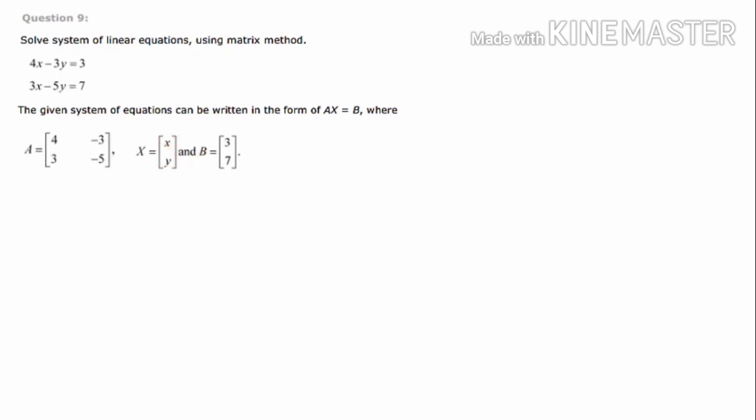And B is equal to our constant matrix. Here our constants are 3 and 7. So we have to write the constant matrix as B is equal to matrix 3, 7. Then we can go for calculating determinant A. Determinant A is equal to 4 into minus 5, that is minus 20, minus into minus, here there is a minus sign, so 2 minuses together, plus 3 into 3, 9. So minus 20 plus 9, that is equal to minus 11.